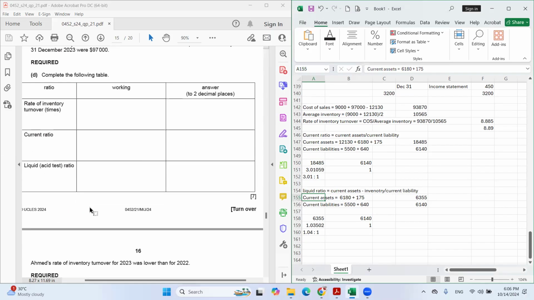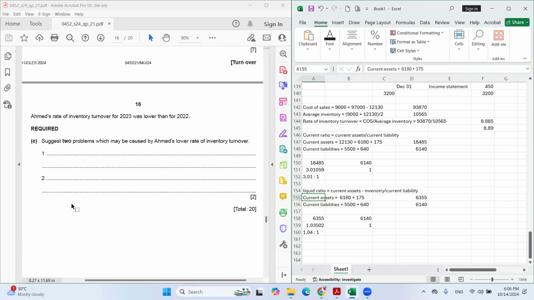Okay. Now, next is that Ahmad's rate of inventory turnover for 2024 was lower than the 2023. Suggest two problems which may be caused by Ahmad's lower rate. So when it comes to this question, always remember to use the formula to tackle the question. The rate of inventory turnover is cost divided by average inventory. So the cost is talking about the selling price and the purchase price.